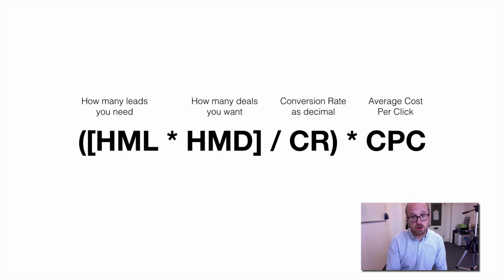CR is your conversion rate that we figured out before as a decimal. So for example, if your conversion rate is 10%, that's going to be 0.10. If your conversion rate is 8%, it's going to be 0.08. Okay, so we got your conversion rate as a decimal. The last number, CPC, is your average cost per click. And we haven't talked about that yet. I'm going to talk about it in a second. I'm going to tell you that number, so don't worry about it. All we got to figure out is these first 3 numbers.